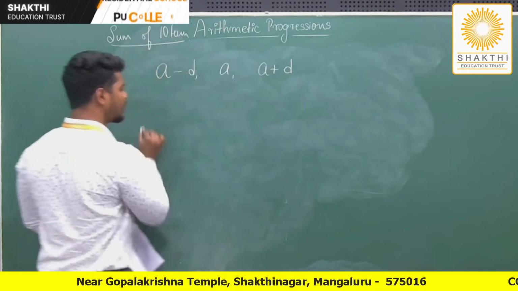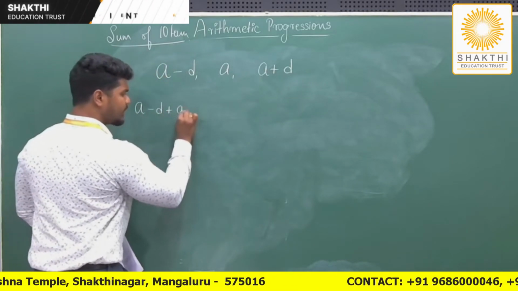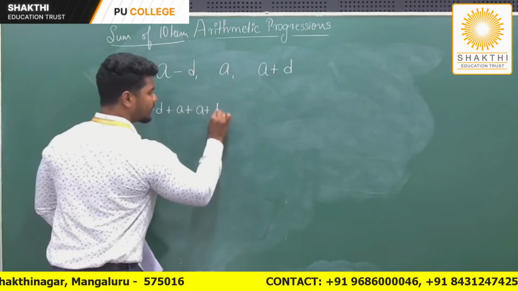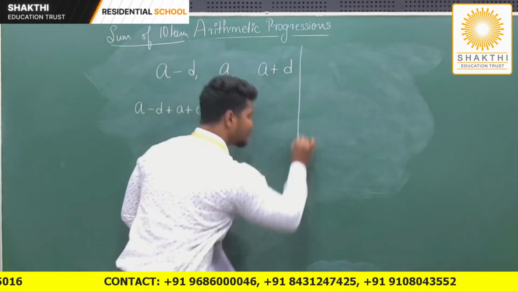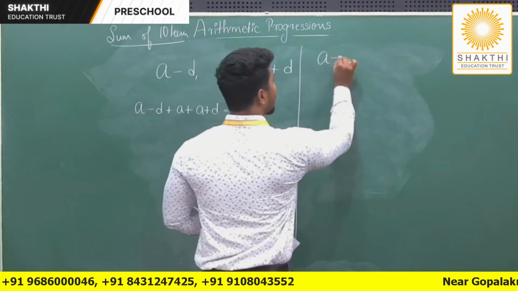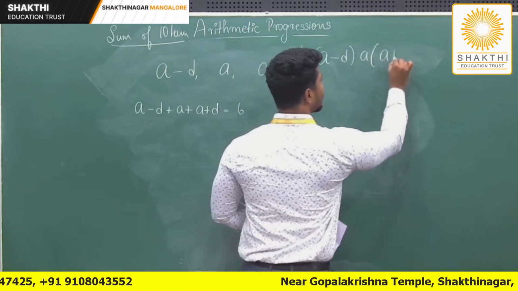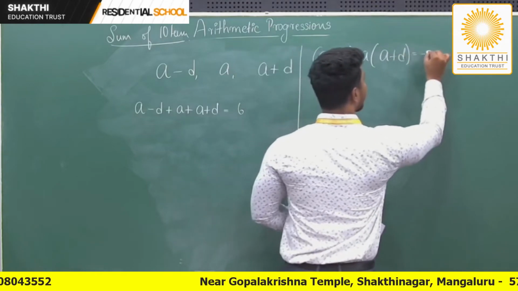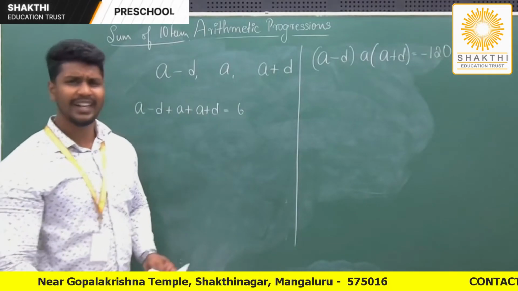Now they have told the sum of three numbers, that is a minus d plus a plus d is equal to 6. And one more data that is given to us is their product, that is a minus d multiplied by a plus d equal to -120. To find the numbers, I have to find the values of a and d here.